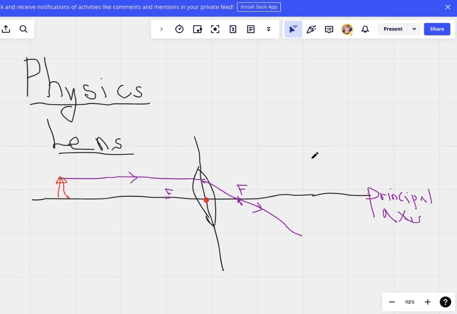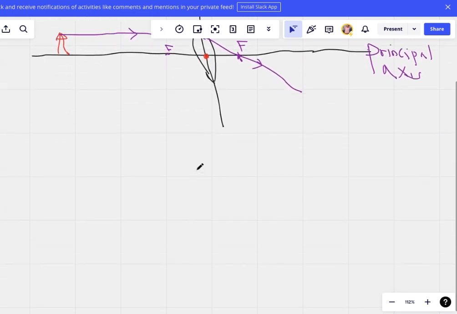Now, the second one, maybe we separate them, right? It's better for us to separate them. Let's say we draw another lens. Second rule, rule number 2. Let's say this is our lens also.